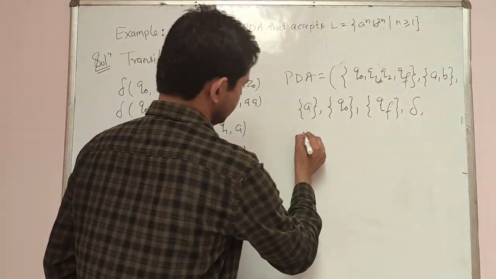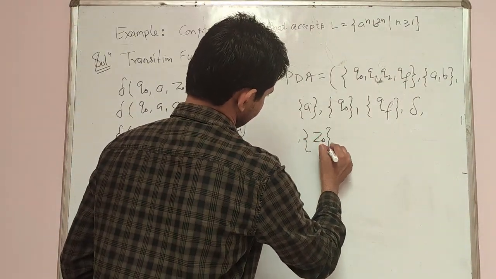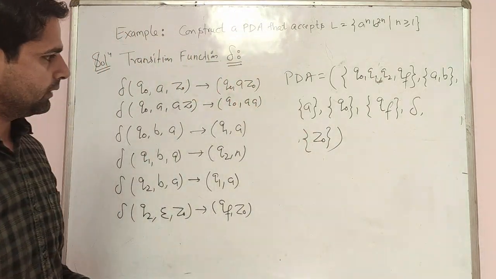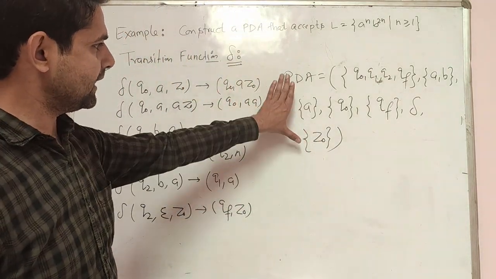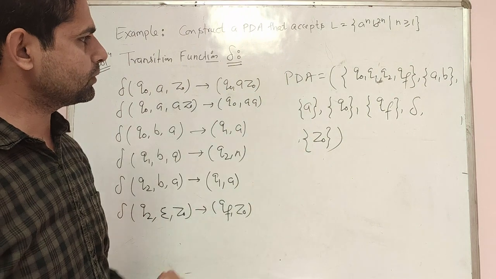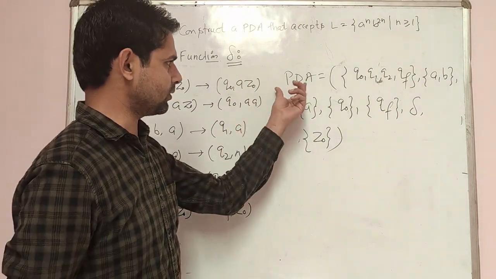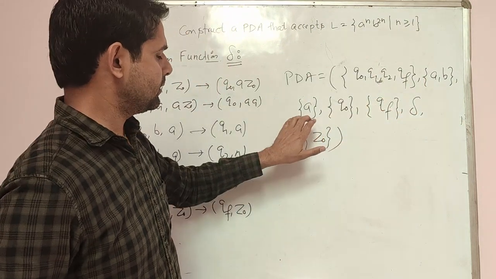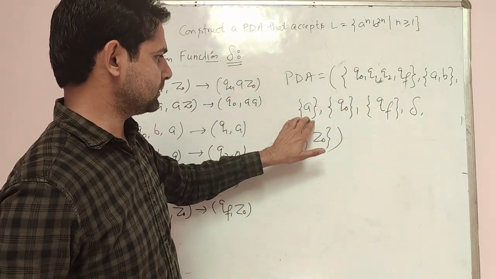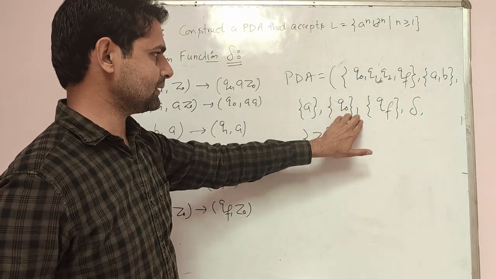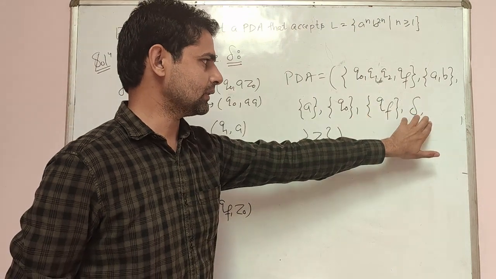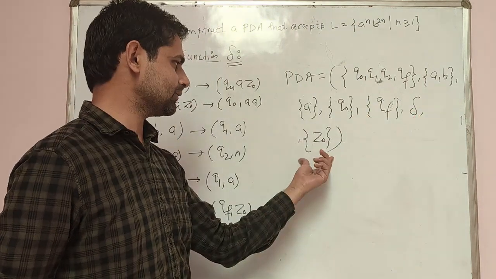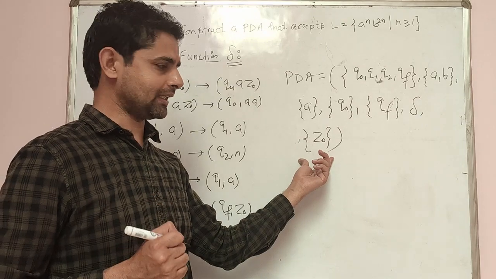Then we have a stack symbol, right? It is Z0. So that is the complete definition of a pushdown automata. In that we have the set of states, the set of input symbols, the tau, which means the stack symbols, the starting state, the final state, the transition function, and this one is the special initial stack symbol.